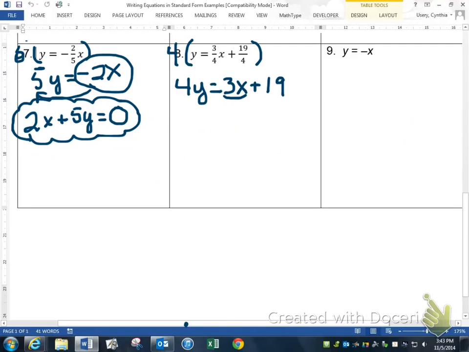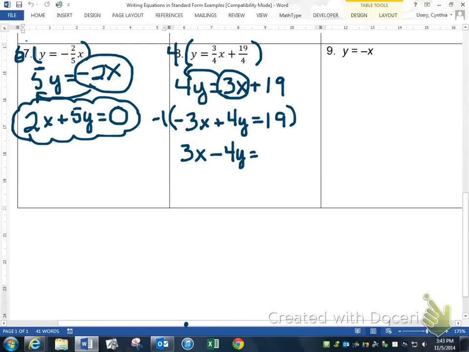And then I have to move my variables over to the left. On the left side, it becomes negative 3x plus 4y equals 19. I am not allowed to have a negative in front of my x, so I'm going to multiply that by negative 1. Multiply everything by negative 1. It becomes positive 3x minus 4y equals negative 19, and that is now standard form.